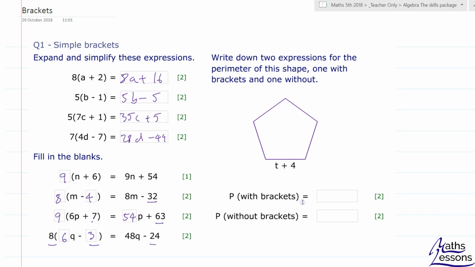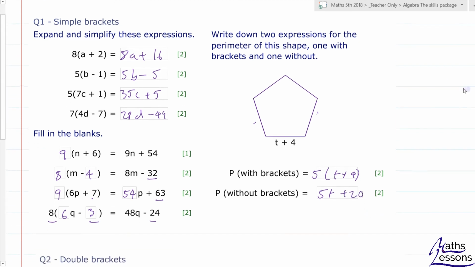Right, so with brackets, we've got 1, 2, 3, 4, 5 shapes. So it's 5 times t plus 4. Without brackets, 5 times t is 5t, 5 times 4 is 20. Straightforward.